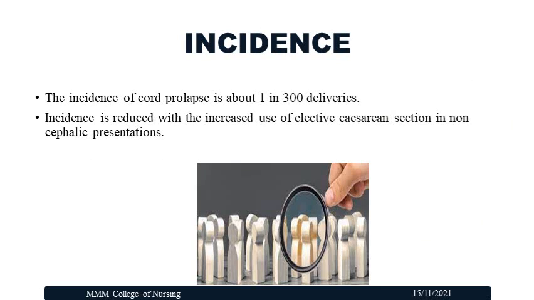See the incidence of cord prolapse. The incidence of cord prolapse is about 1 in 300 deliveries. Incidence is reduced with the increased use of elective cesarean section in non-cephalic presentations. Nowadays cesarean section is used more than attempting normal delivery, so due to this the incidence is reduced.